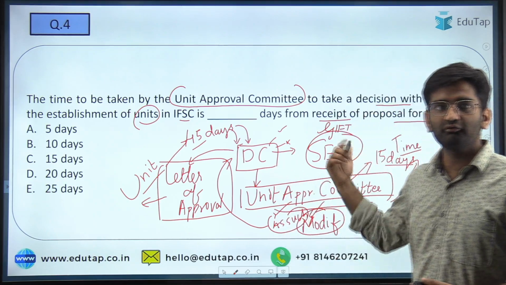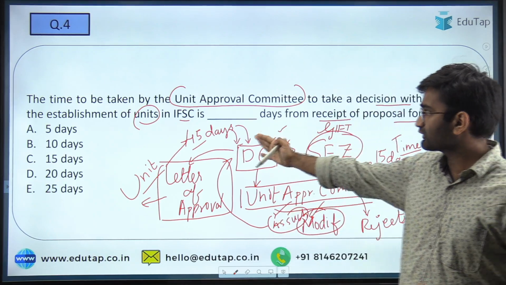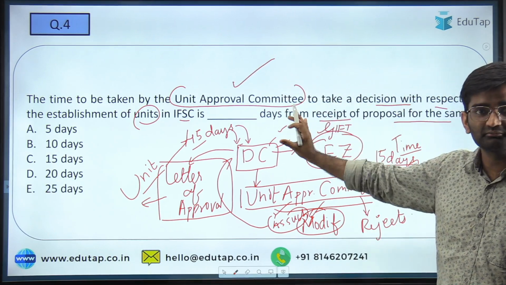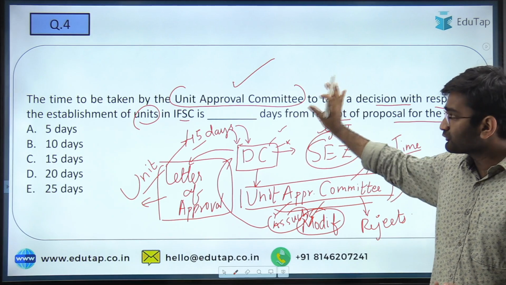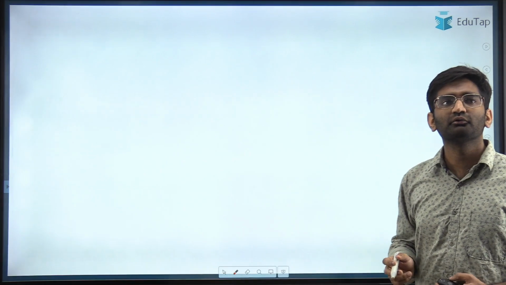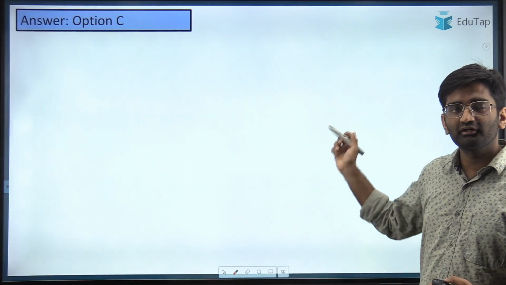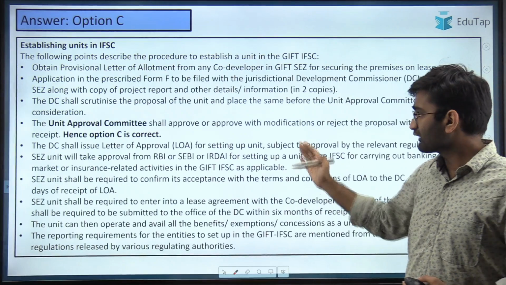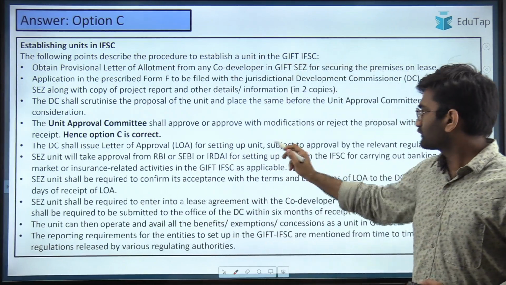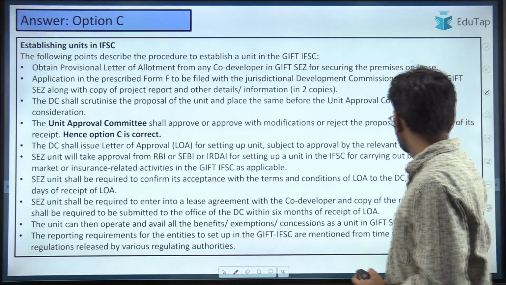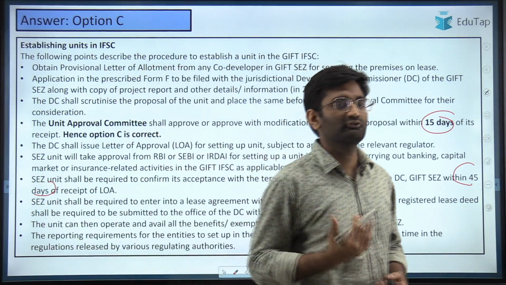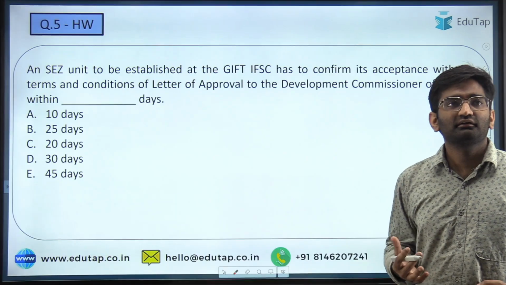Okay, so the timing of these two activities are given, and here what has been asked: how much time has been mandated for the unit approval committee to come up with its decision? The answer is 15 days. Okay, C should be correct. I hope this process is clear. All of that has been explained here, and the unit approval committee should be taking 15 days. Now, after the letter of approval comes out, 45 days are given to the entity so as to decide whether it is okay with the things that are given in that.